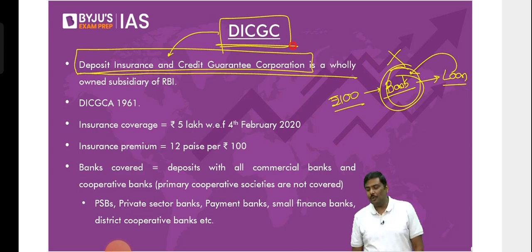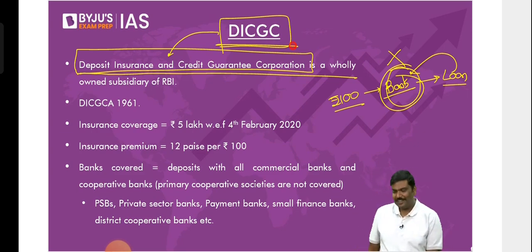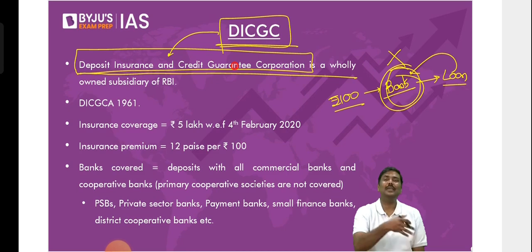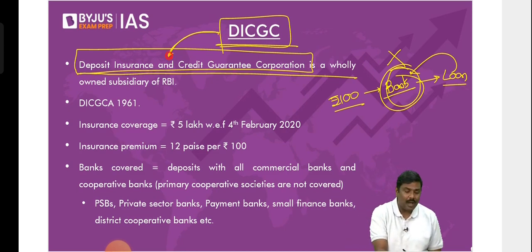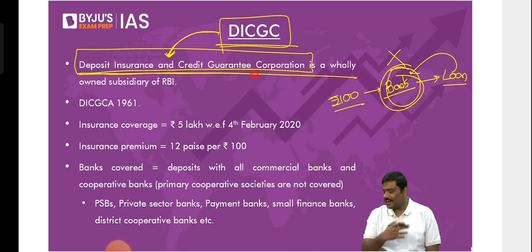I told you in the beginning. Now two people are asking, sir, the long form of DICGC. I told you in the beginning itself, and in fact, there's an arrow mark also in the PPT slide. At least observe, forget about what I say. There is a nice yellow color arrow mark. DICGC stands for Deposit Insurance and Credit Guarantee Corporation.